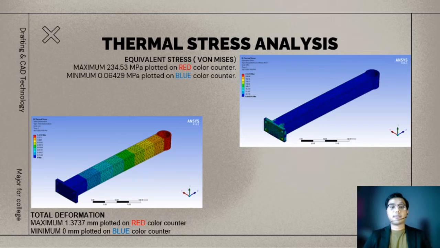The maximum value for equivalent stress is 234.53 MPa plotted on the red color contour, and the minimum one is 0.06429 MPa plotted at the blue color contour.